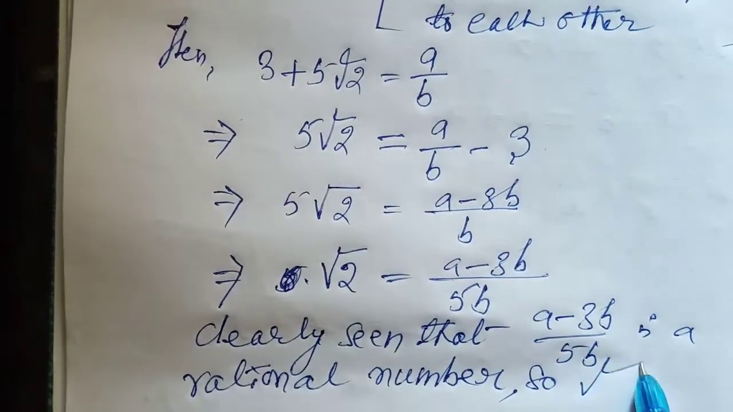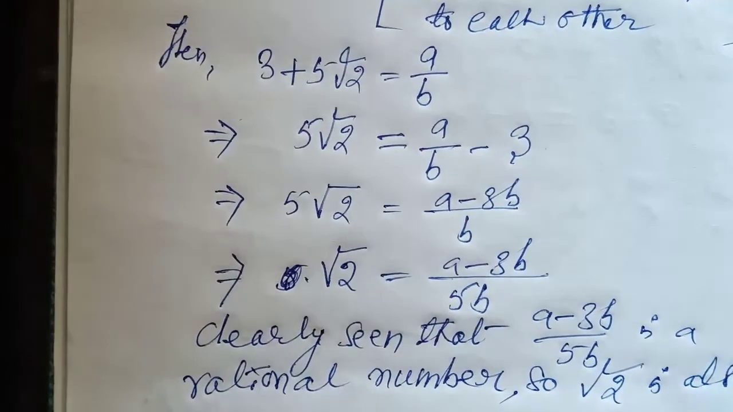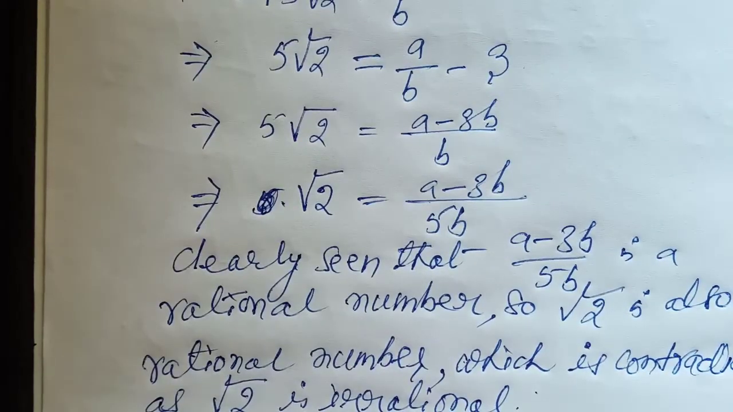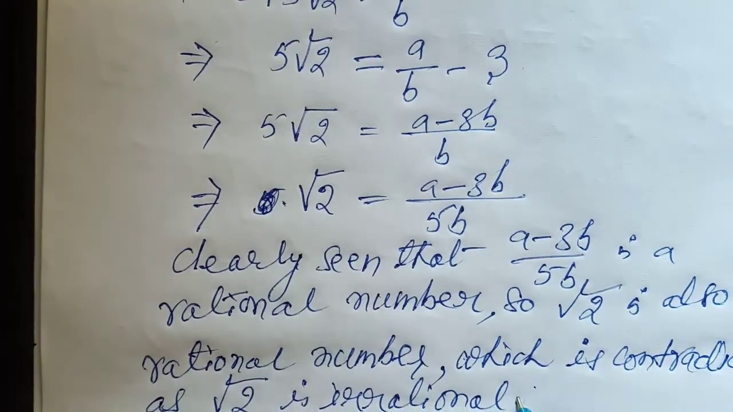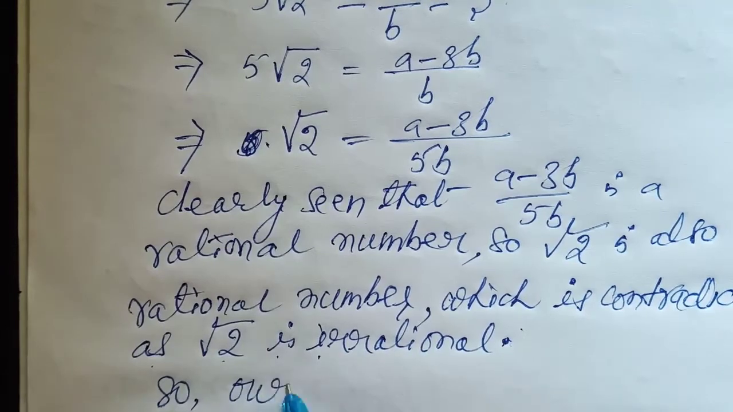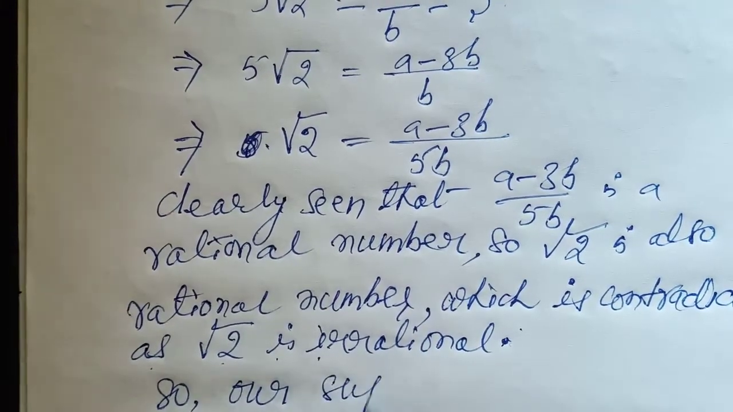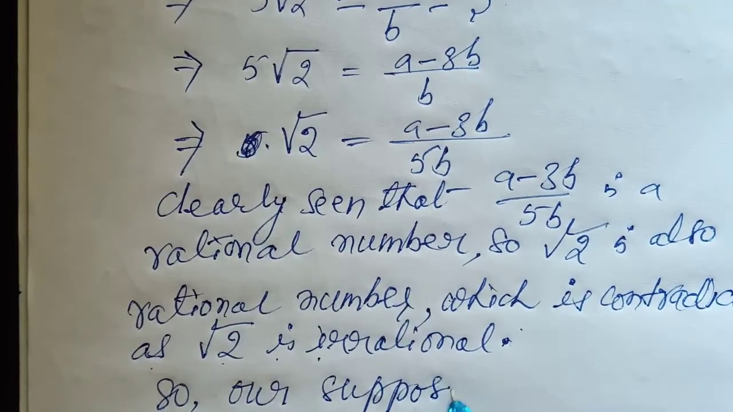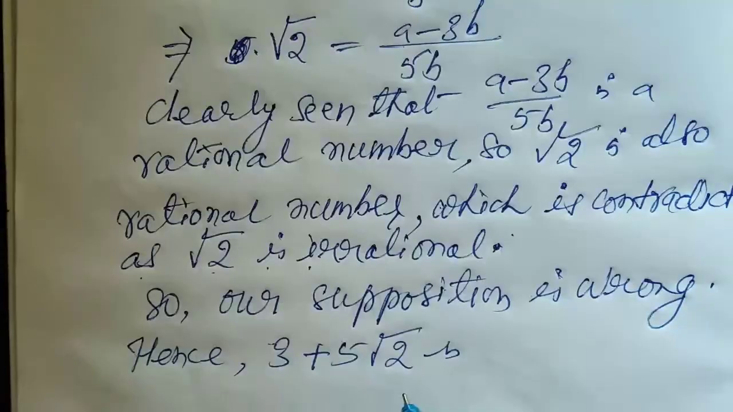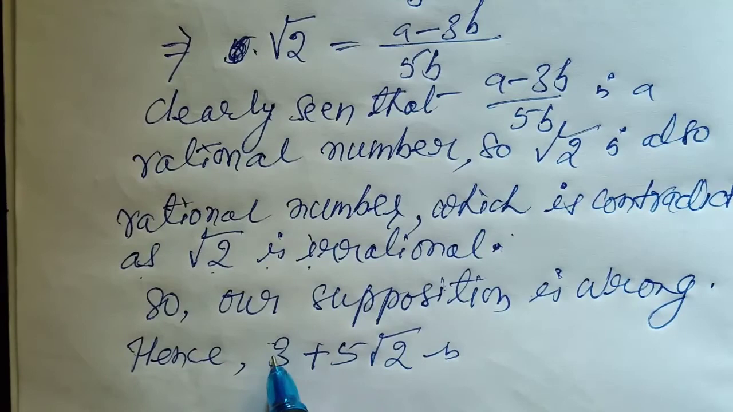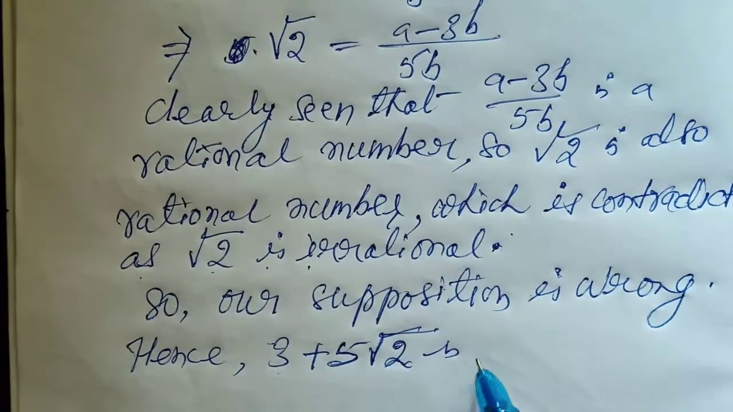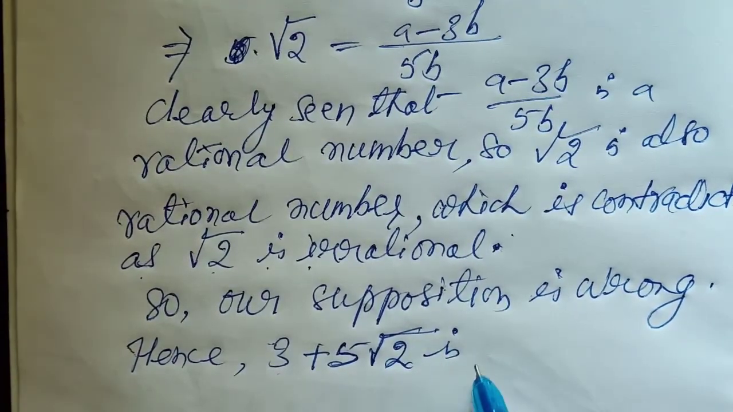So root 2 is also a rational number, which is a contradiction, as root 2 is irrational. So our supposition is wrong. Hence, 3 plus 5 root 2 is irrational.